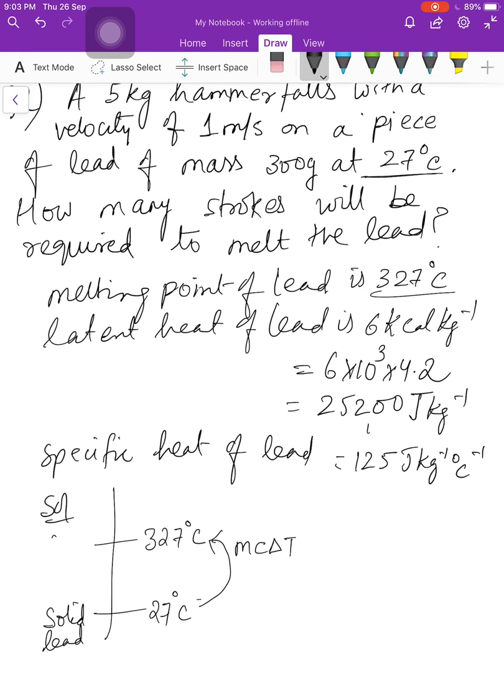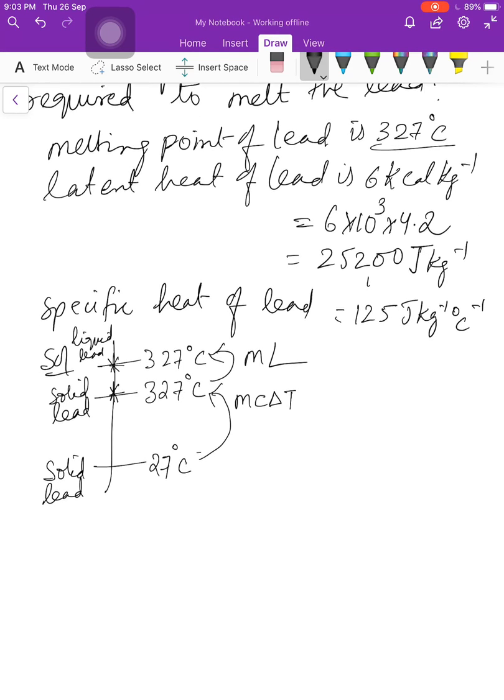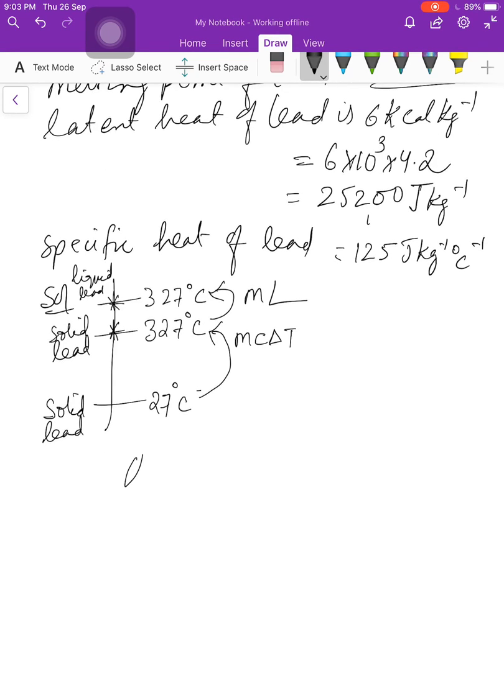At 327 also it is solid lead before it starts melting. Then at 327 degrees C only it will be liquid lead. So actually these two are the same temperature, but still I have shown it separately so that we can calculate the heat involved using the formula ml. So the total heat involved to melt lead is Q is equal to mc delta T plus ml.